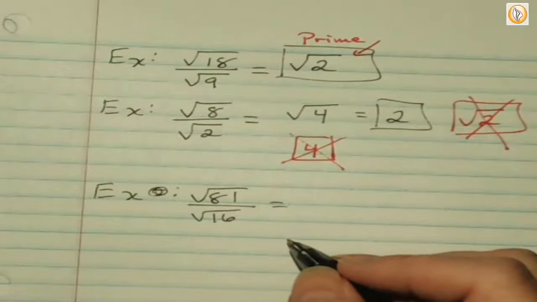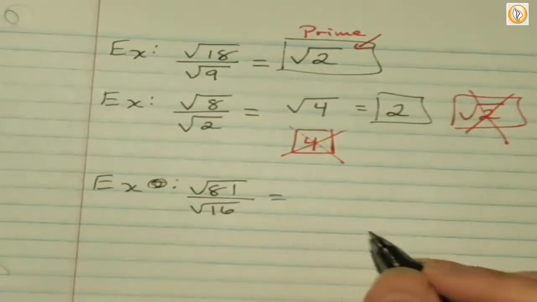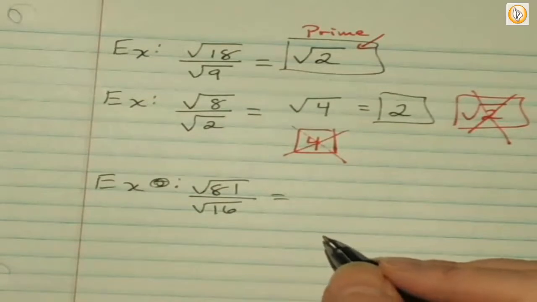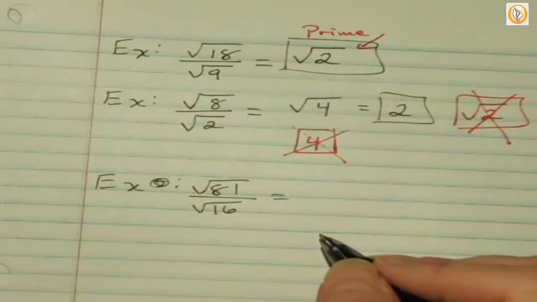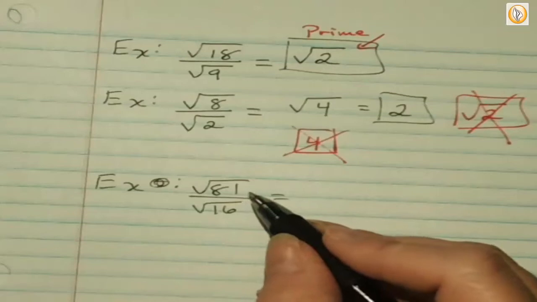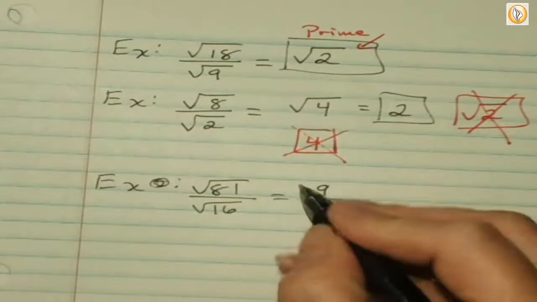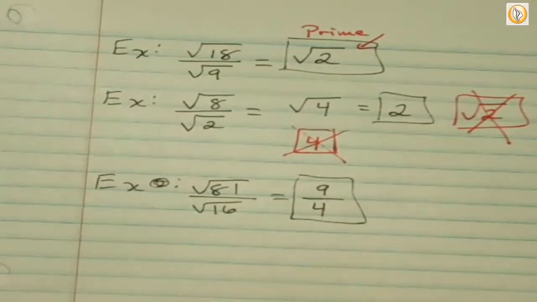But even if it could, what do you see here? Be an investigator. What do you notice? Are they perfect squares? So what's the square root of 81? 9. Square root of 16? 4. And there's your answer. There you go. See, that's why my 8th graders get annoyed with division.